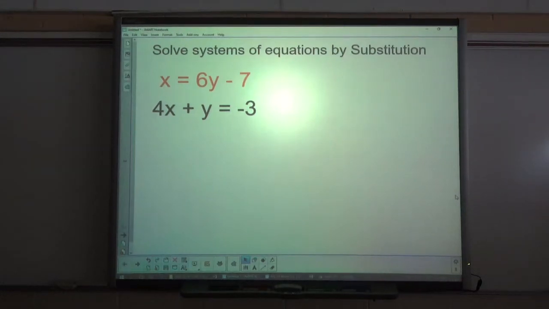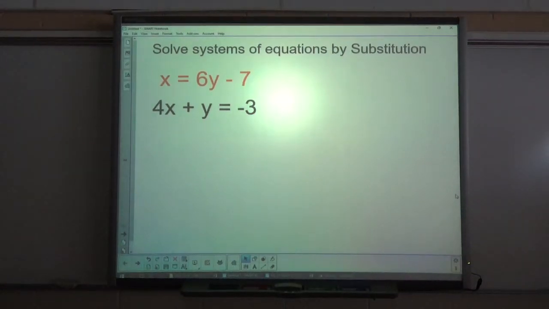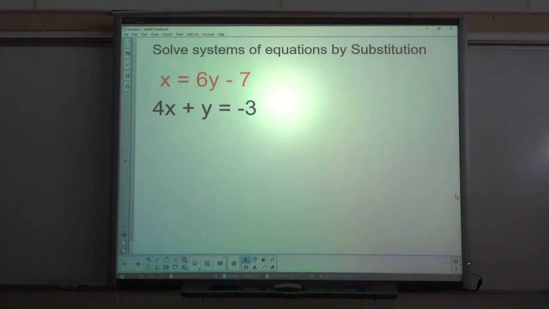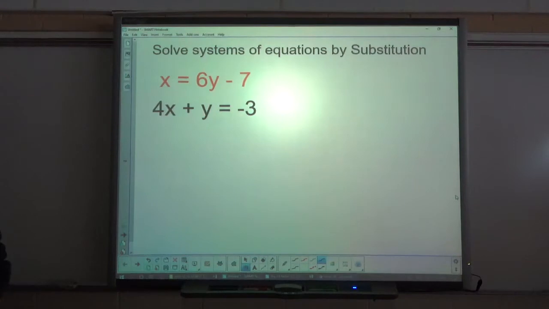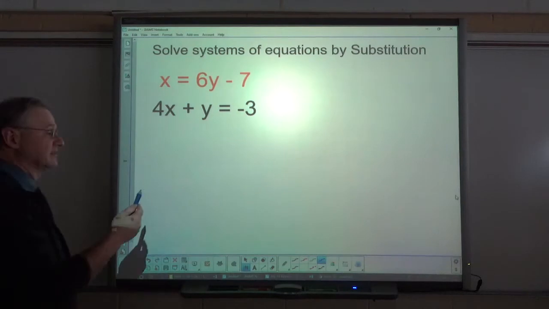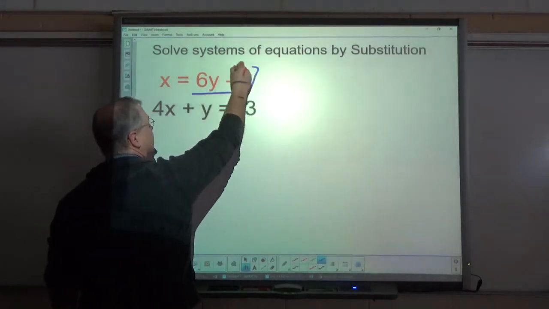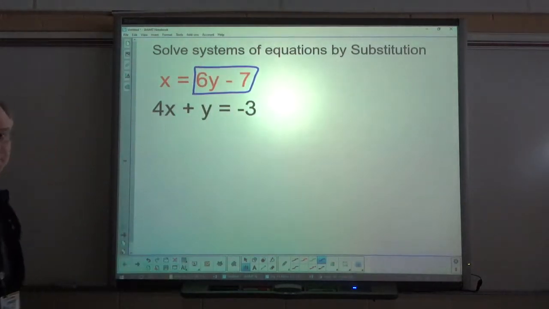Welcome everybody, and we're going to be working on solving systems of equations by substitution method. So the first thing that you're going to look for is, do I have one variable all by itself on one side of the equation in one of the equations? And the answer is yes in this case. X is equal to this expression.